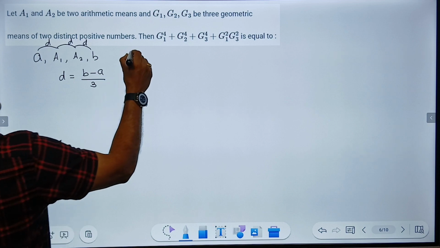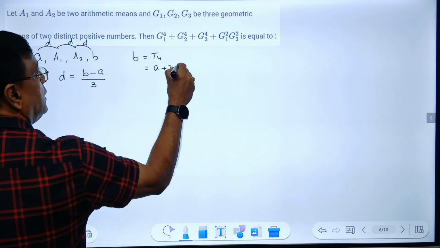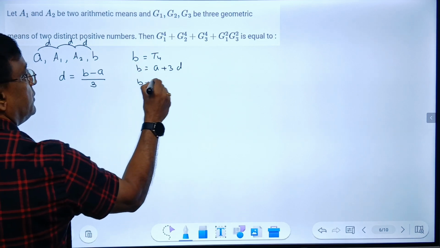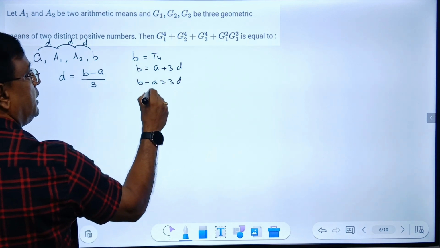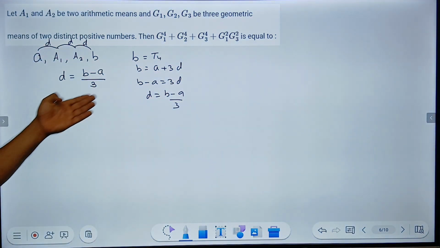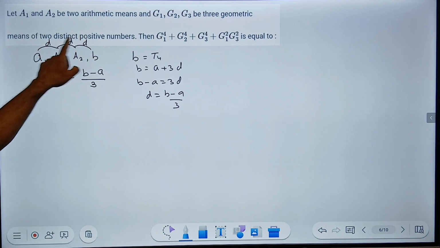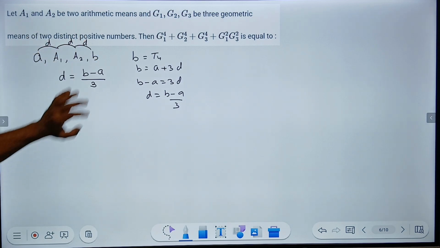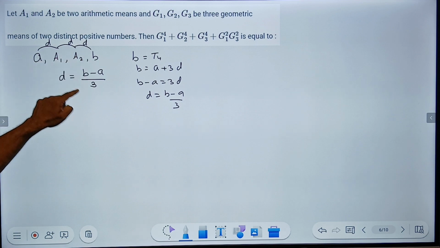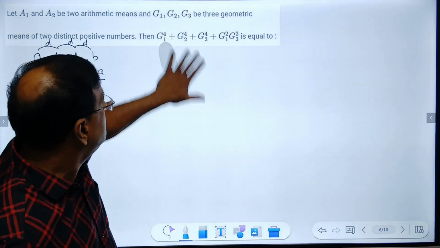Or you can say B is nothing but the fourth term, which is A plus 3D. So B minus A equal to 3D. Therefore, D equal to B minus A by 3. This is how I got this. But this is too lengthy, though it's easy to understand. The difference divided by the number of terms gives you the common difference. So you can avoid this so that you can save some time.